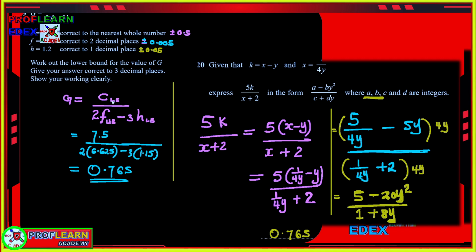So in order to find the lower bound here for C, the lower bound will be 8 minus 0.5, which is 7.5. To get the upper bound for F, it will be this plus 0.005, so that it becomes 6.625. For H, which is a lower bound, it will be 1.2 minus 0.05, and this becomes 0.765. So that is exactly what you are supposed to do in order to work this out.